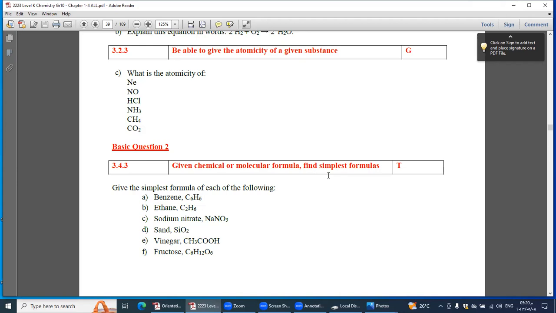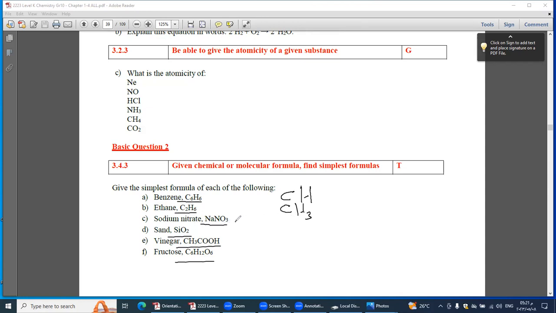Molecular and simplest formula. Empirical and molecular formula. The empirical formula is the simplest form, so we must simplify. You can divide by the smallest value, but you must have all whole numbers, with no decimals or fractions. So C6H6 divided by 6 gives CH. C2H6 divided by 2 gives CH3. Excellent.